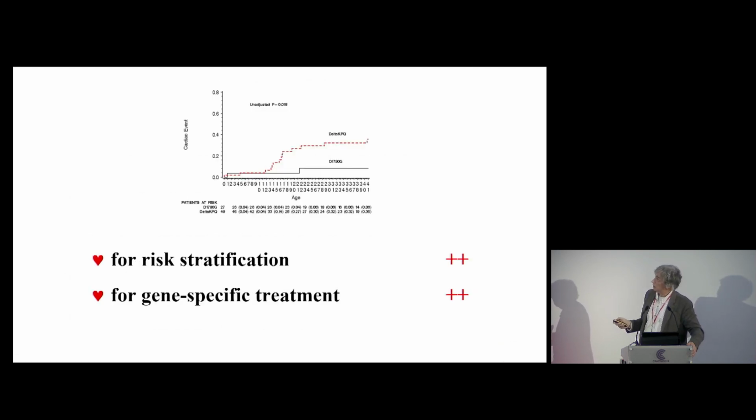I'll give you one example here. These are two important sodium channel variants that were identified actually quite early. The delta KPQ is the classic one. And you can see that the risk for this particular variant is much higher than for the other variant. And gene-specific treatment is also relevant here because this one responds very well to flecainide, for example, and in this one you get cases of Brugada syndrome with flecainide.